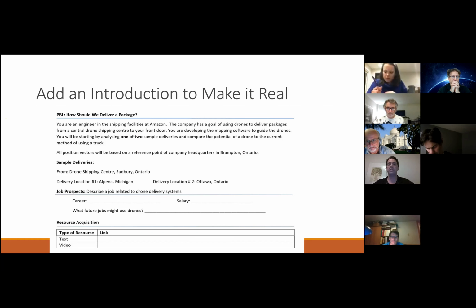So how much do you get paid for using a drone? And resource acquisition. So I'm big on just students finding their own source of text or video that they can use to help solve the problem.